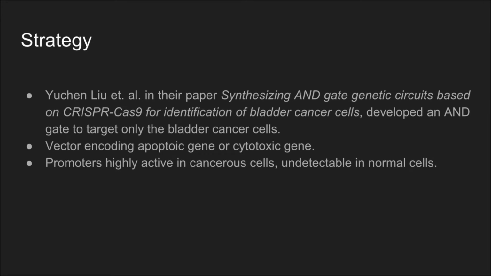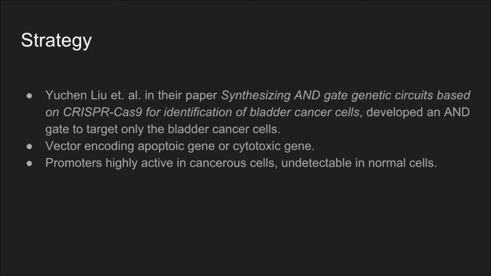So, Eugene Liu et al., in their paper on synthesizing AND-gate genetic circuits based on CRISPR-Cas9 for identification of bladder cancer cells, developed an AND-gate to target only the bladder cancer cells and leave all the other cells intact, even the other cancer cells.